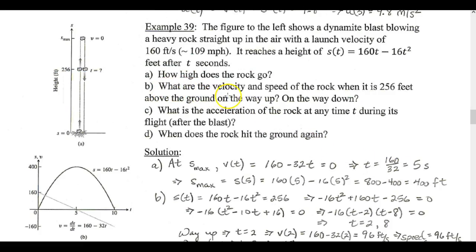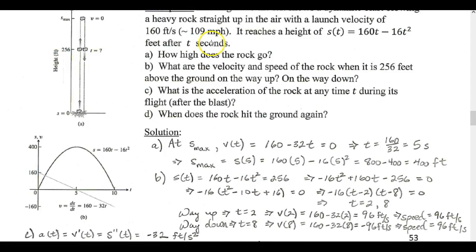Part B, what are the velocity and speed of the rock when it is 256 feet above the ground on the way up, on the way down? So notice I get up here, the rock gets 256 feet up. There it is at one point. It goes up there to its maximum height of 400 and then falls back down. So it's going to be at 256 feet of height 2 different times. So I want the velocity and speed of the rock when it's 256 feet above the ground on the way down. So I actually need to know what time it is 256 feet up or on the way down.